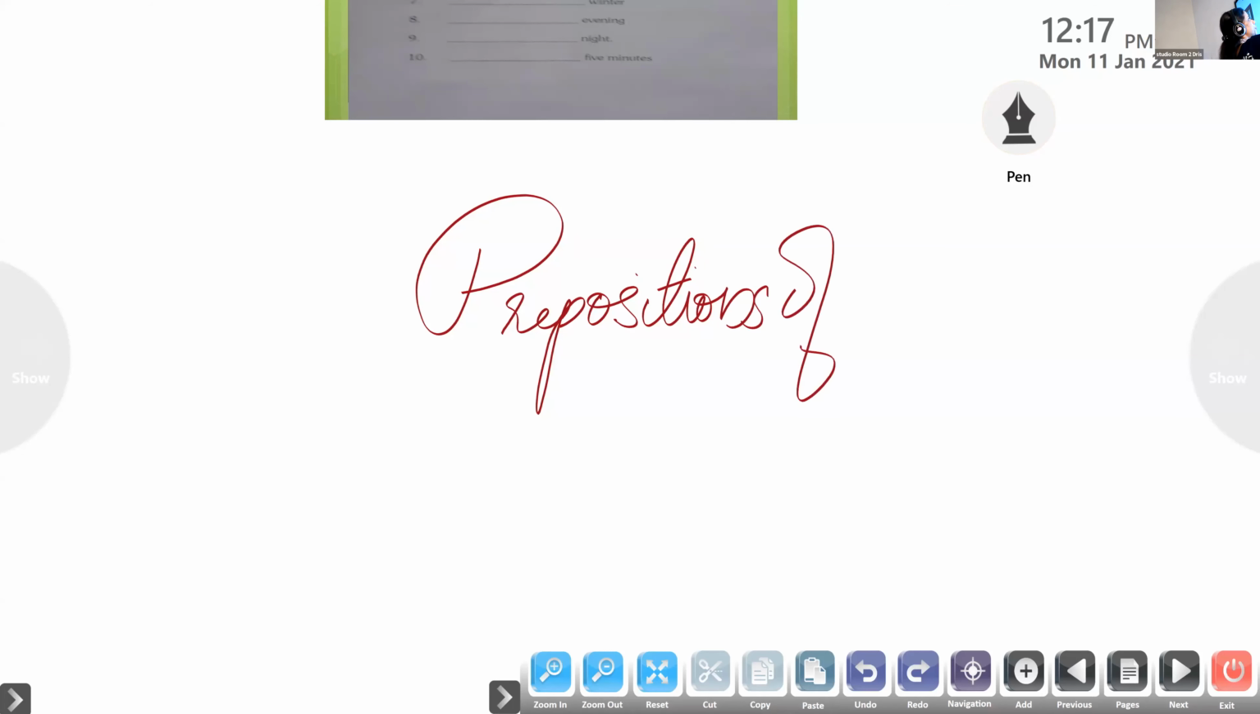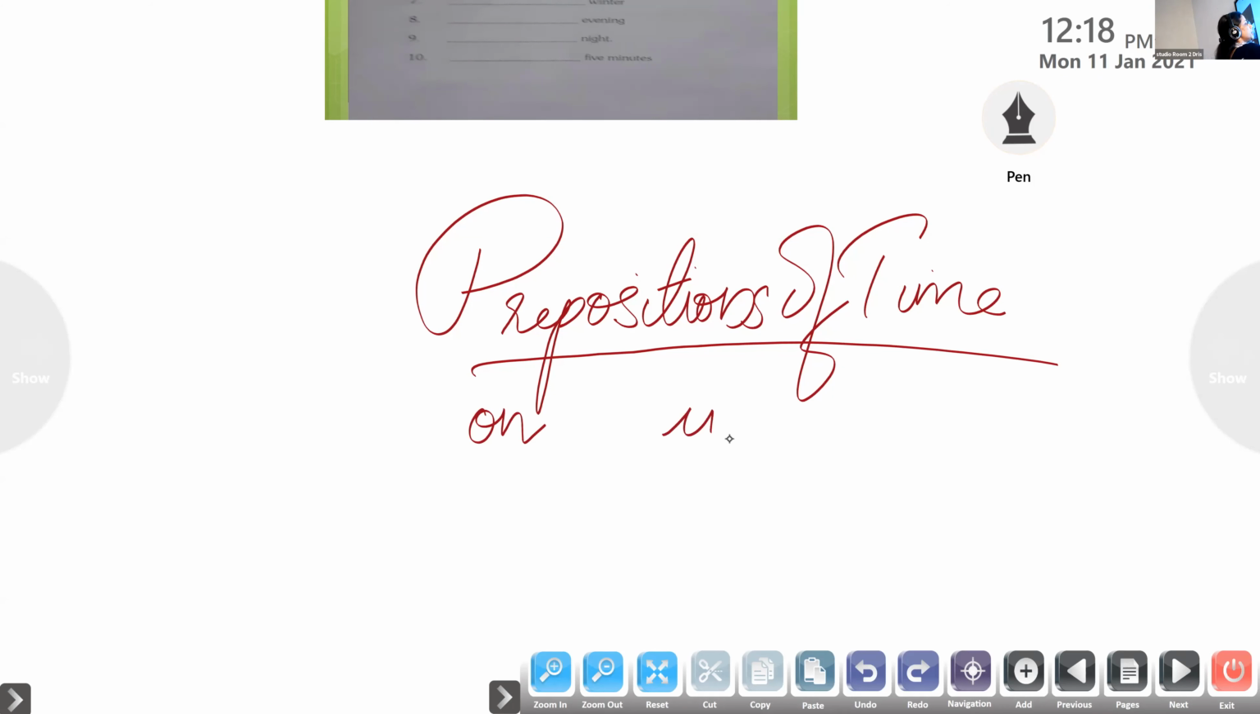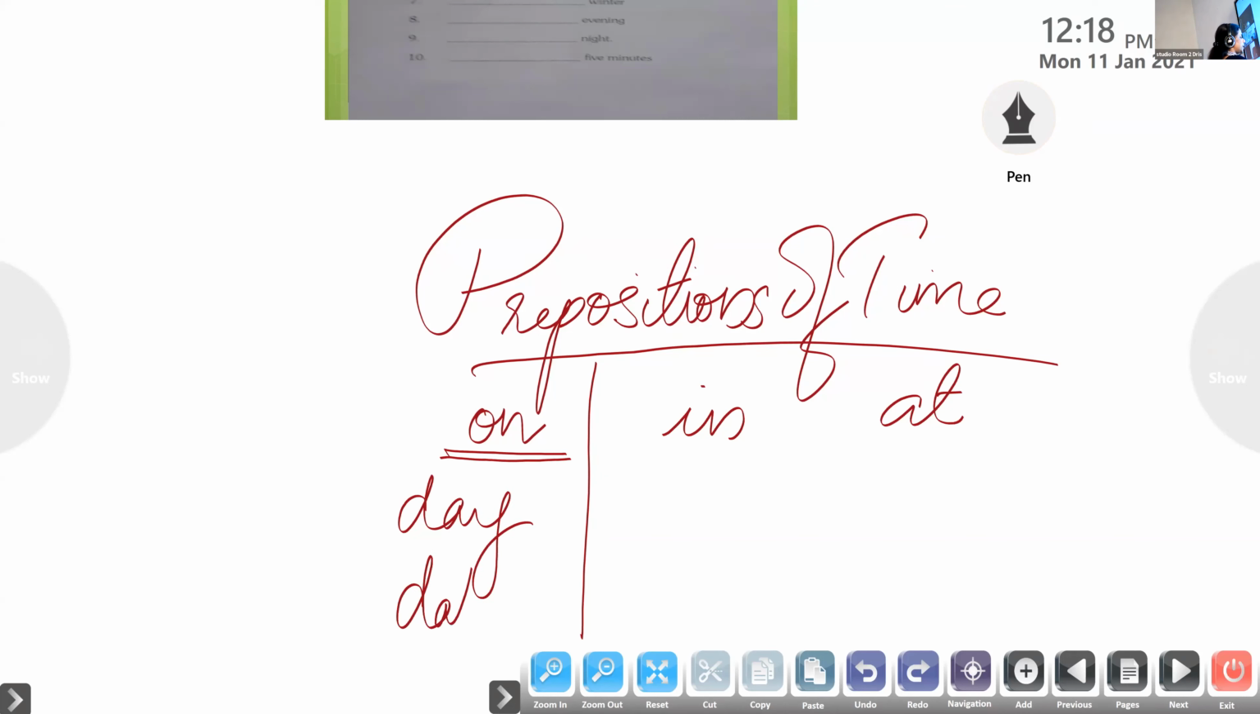Prepositions of time. So we've been learning about the prepositions of time, that is on, in, and at. So I've already told you on is a preposition which shows the time. So on is used with day and dates. All of you, please do remember, on is a preposition which is used with day and dates. Day means Sunday, Monday, Tuesday, Wednesday. Dates means like today's date, that is 11th Jan 2021.